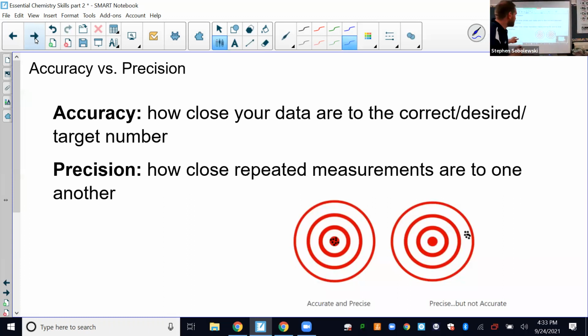So if you look at the targets down here, I think the text is probably cut off in the box, but if you hit the target 8 times in a row, you are accurate because you hit the bullseye, and you're precise because your points all line up with each other. Look at the picture on the right. We are precise. You are consistent in your data, but you're not accurate because you didn't hit the desired target. So that's the difference. And a lot of times we'll compare accuracy and we'll compare precision.